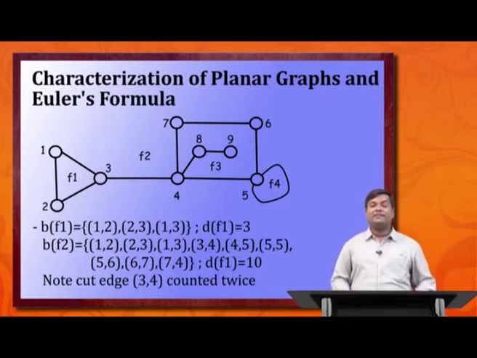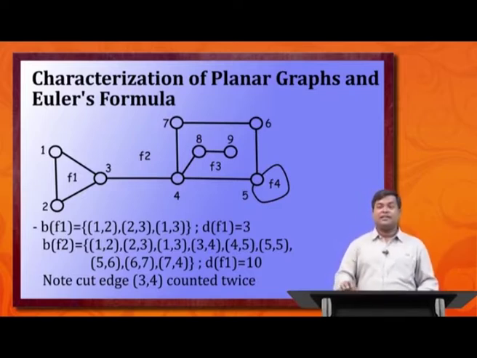So the degree of f1 we can define the other way also, as we said. If we start visiting the entire boundary, starting from 1, we first go 1 to 2, 2 to 3 and 3 to 1. So the degree is 3 in that definition also. So this is degree.